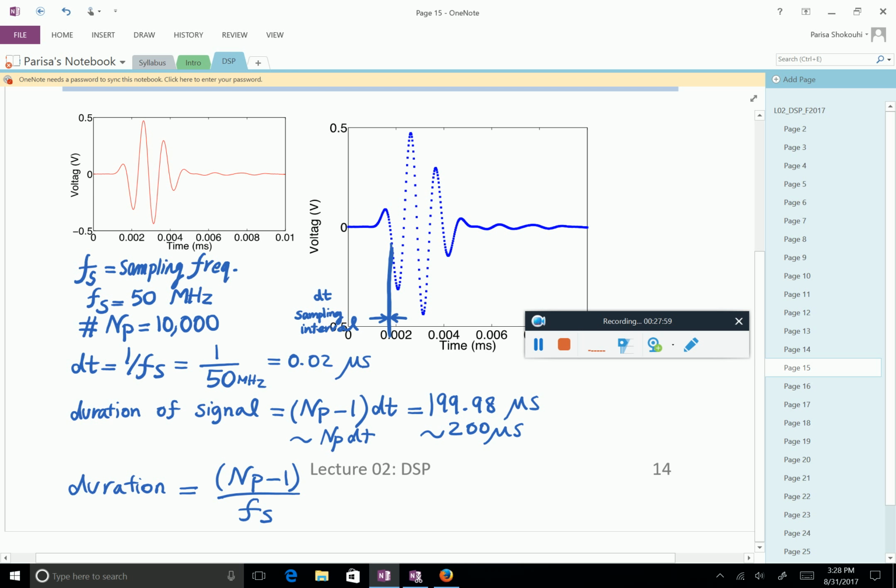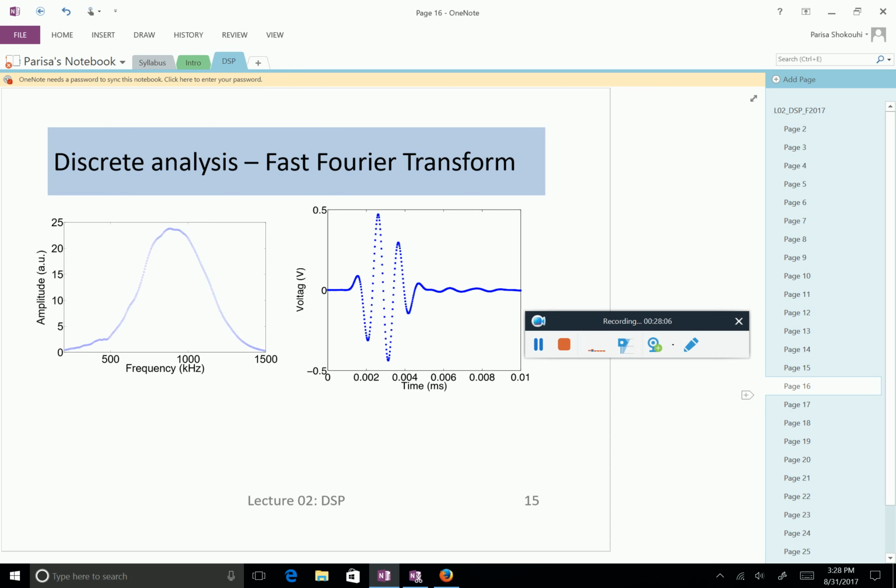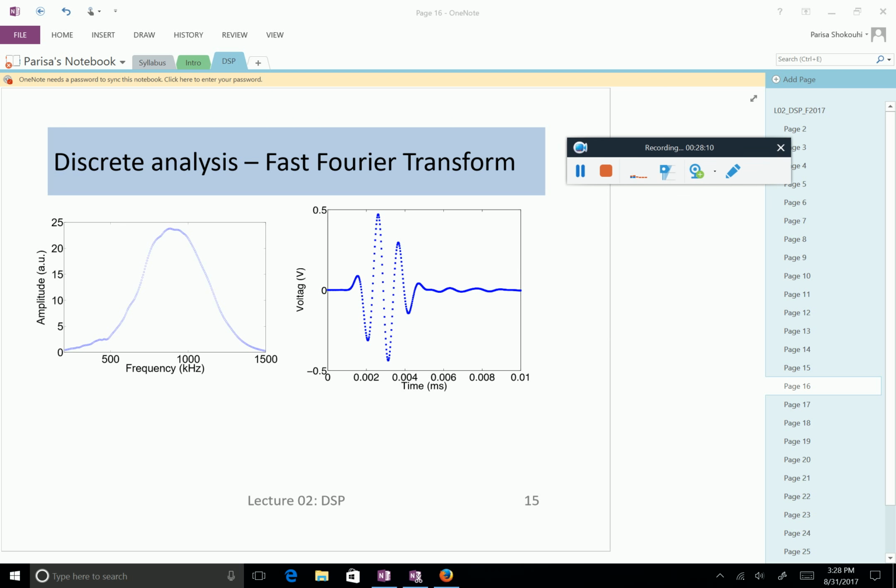Now, we need to know all these parameters when you want to calculate the FFT of a digital signal. What you see here, on the left-hand side, is the amplitude spectrum of this signal. Remember we talked about this. That means the amplitude of the Fourier transform calculated in MATLAB for this signal. The x-axis is the frequency and the y-axis is the spectral amplitude. Let's see how we can get this. My purpose now is to teach you how we can get this spectrum.